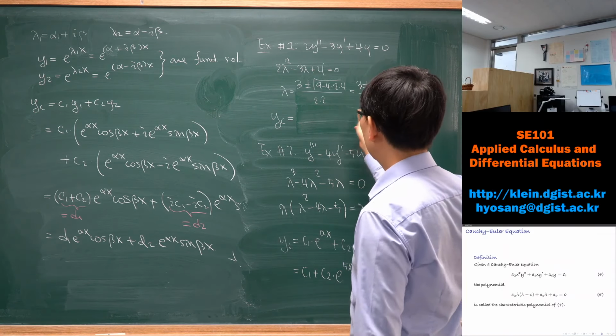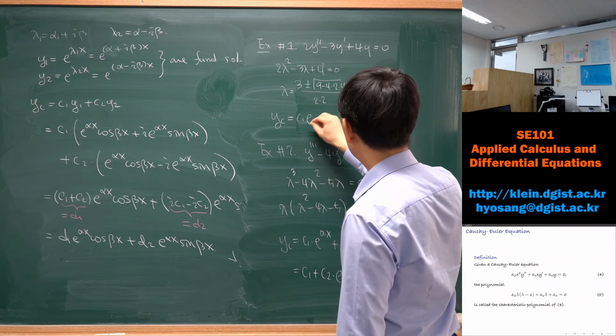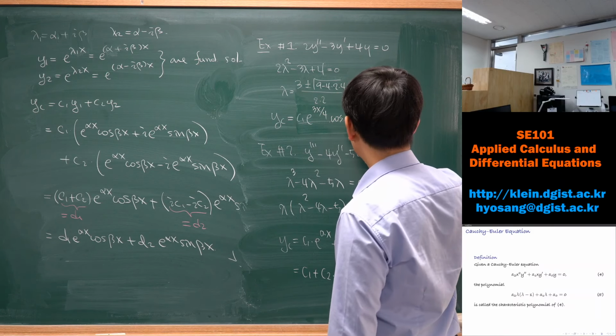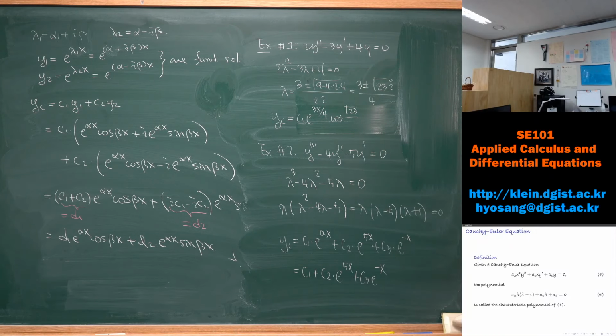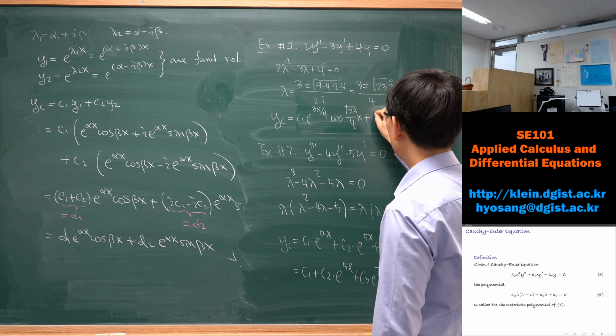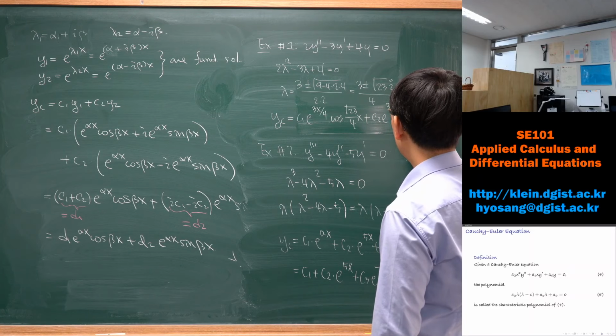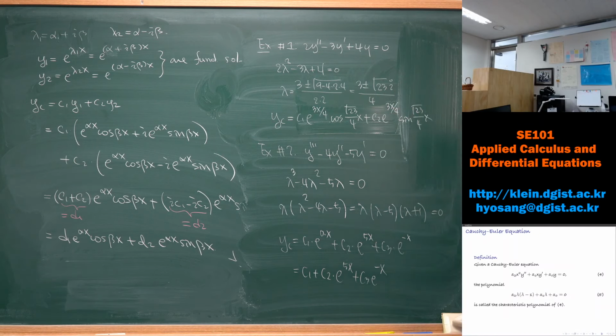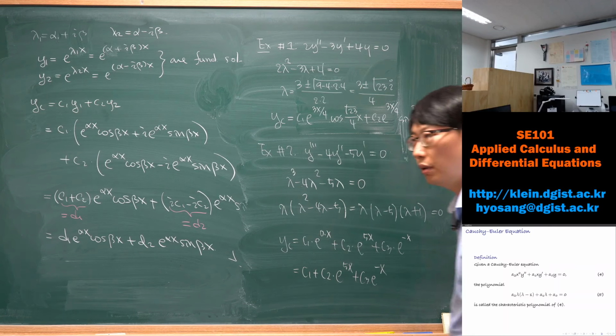So what do we have here? C1 e to the 3x over 4 cosine of square root of 23 over 4 x plus C2 e to the 3x over 4 sine of square root of 23 over 4 x.